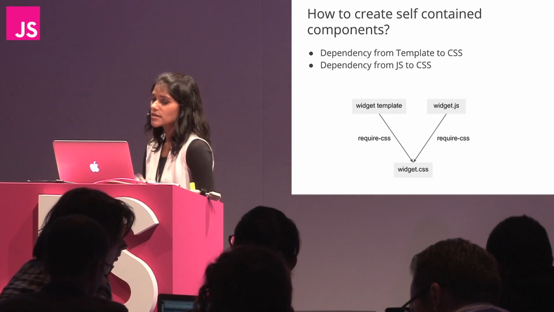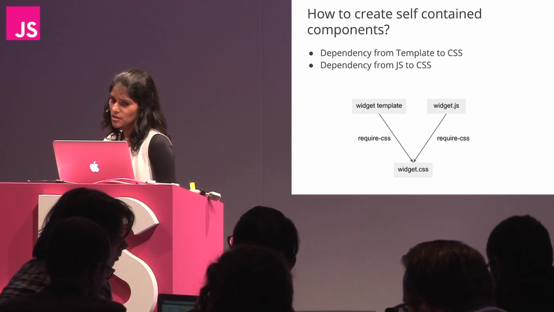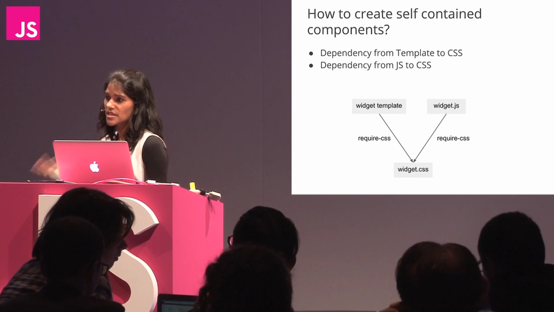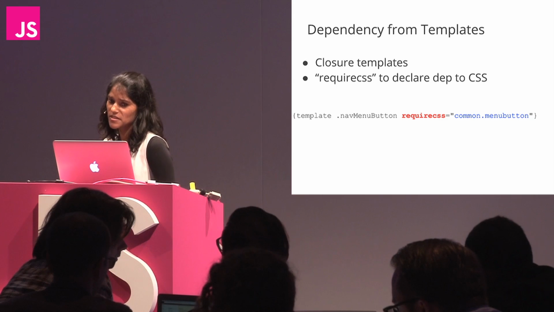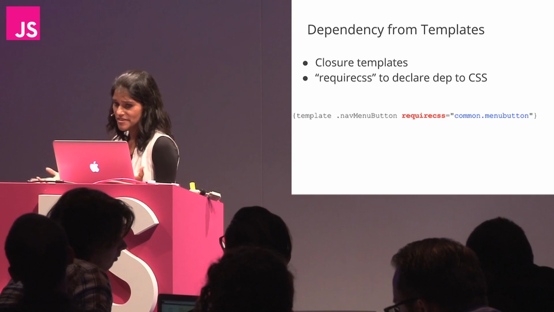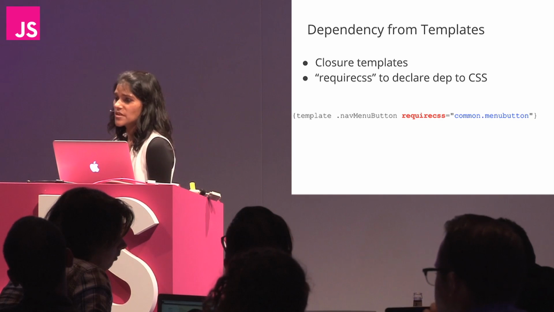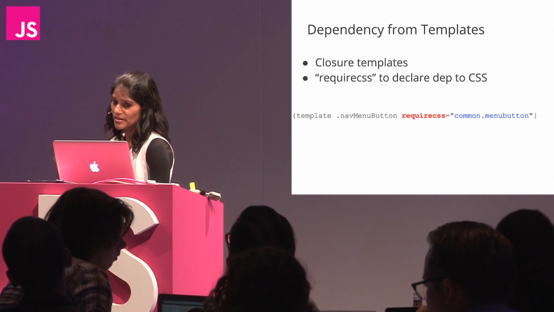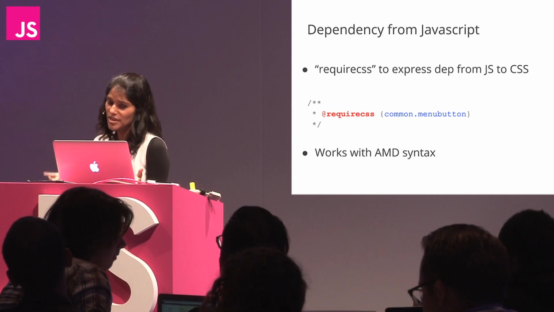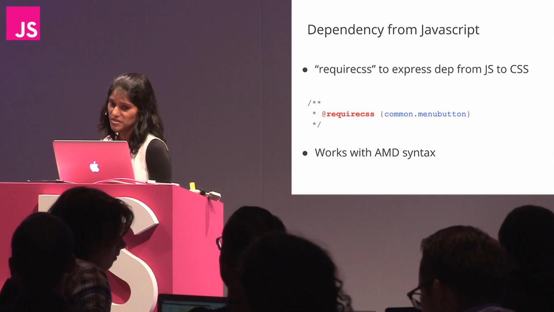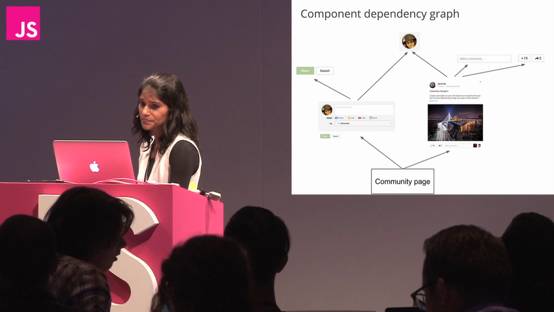So we've said that we want to have dependencies from template to CSS and from JavaScript to CSS. So we've created our own custom syntax for this. We use Closure Templates on Google+, and so we've created a require CSS syntax that just gets added to the template, and it points to the namespace of the CSS that it needs. In addition, we've created a syntax in JavaScript, which is an annotation that, again, points to the CSS namespace that it needs. And this can just as well be expressed with AMD syntax.